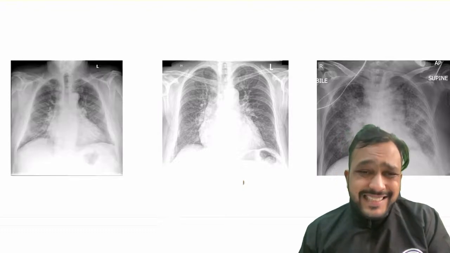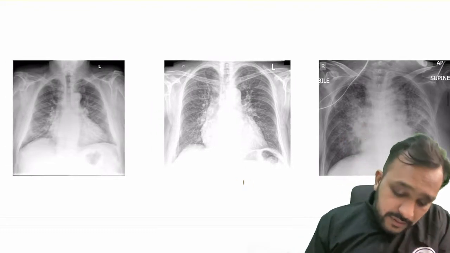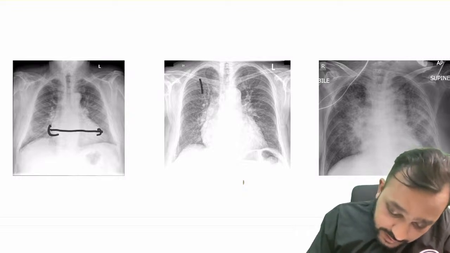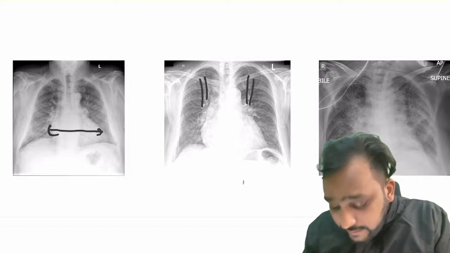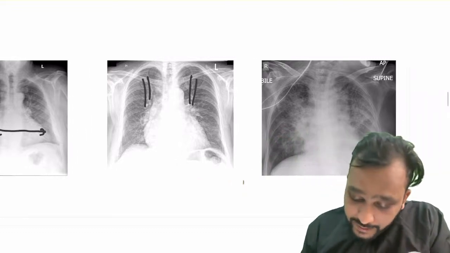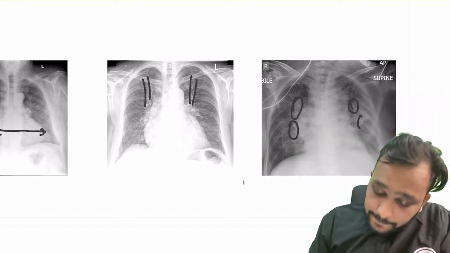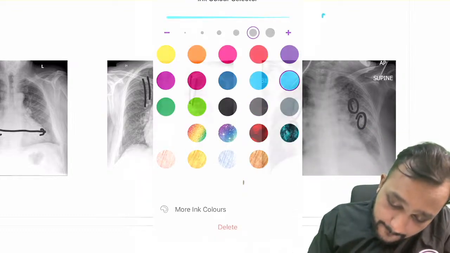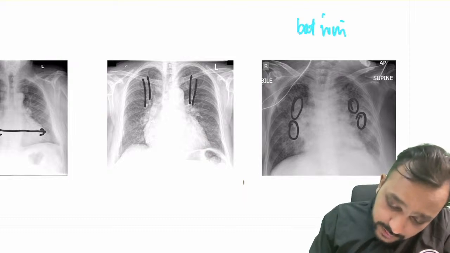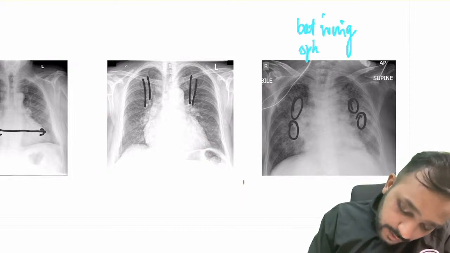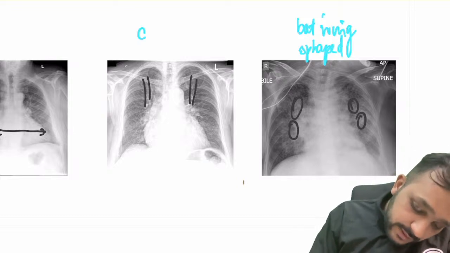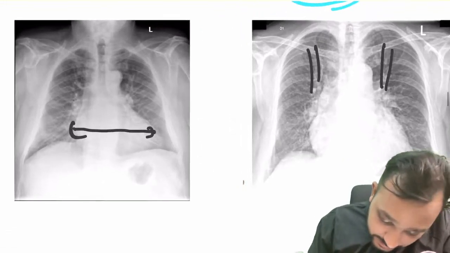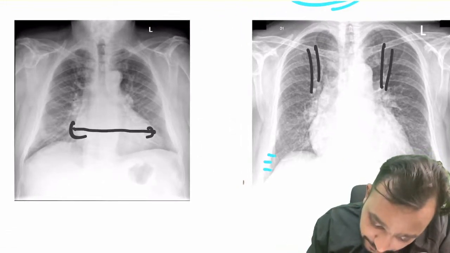Now a patient comes with chest pain, breathlessness. What are you able to see? You see that the heart size is enlarged. Then you can see that there is cephalization of vessels, upper lobe vessels, right? And you can also see perihilar opacities. So these are bat wing shaped opacities. These are important features of patients with congestive heart failure. And also you can see that there are lines which are perpendicular to the pleura.